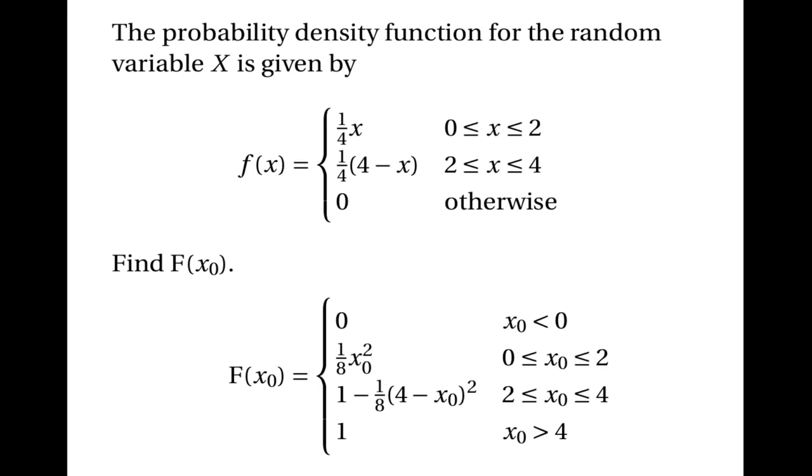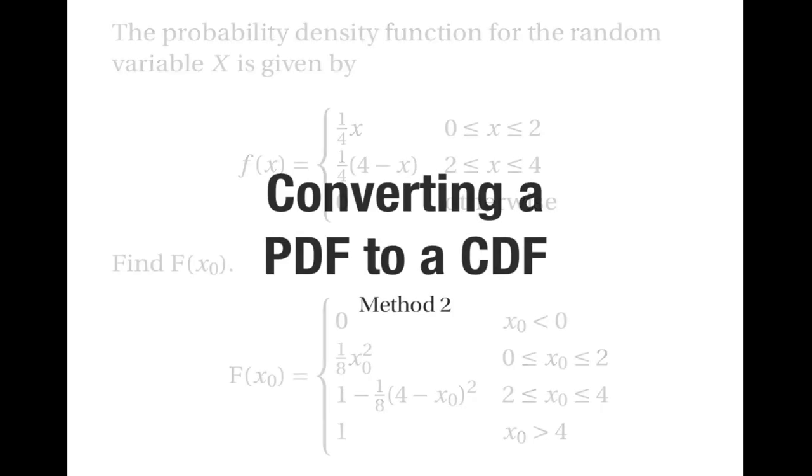So that's the first method for converting a probability density function into a cumulative distribution function. And remember, it only works when the graph of the probability density function is linear, when it's made up out of straight lines. Let's move on to a different method.